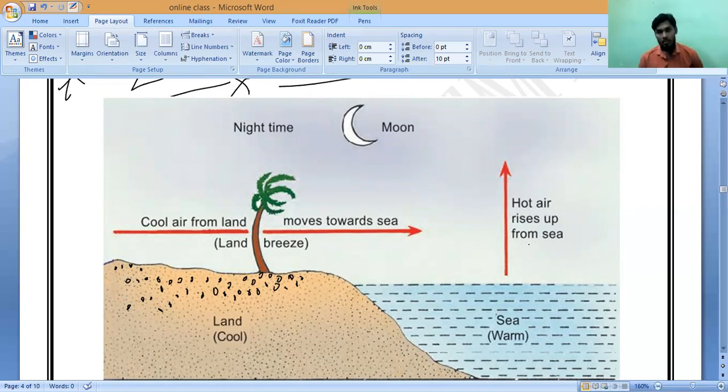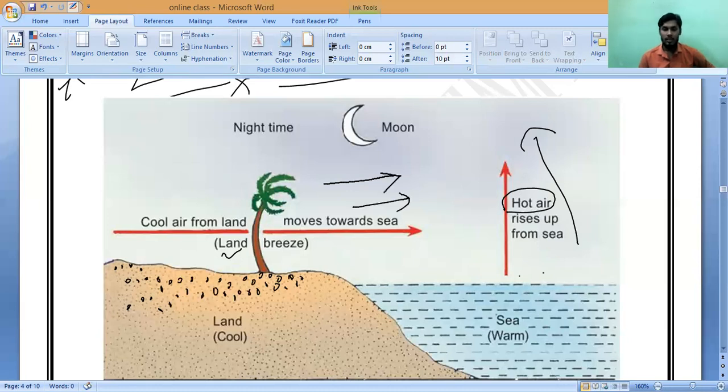Now you observe. But still, the air which is present above the sea is still hot. It is hot, and it will rise from above the sea. So as it is rising, then we have cool air which is present on the land. So that is why, from the land, air will start blowing towards the sea. Do you understand? Water will get hotter first.